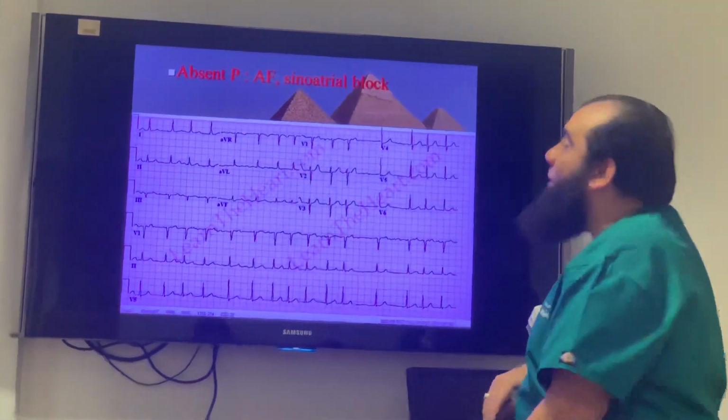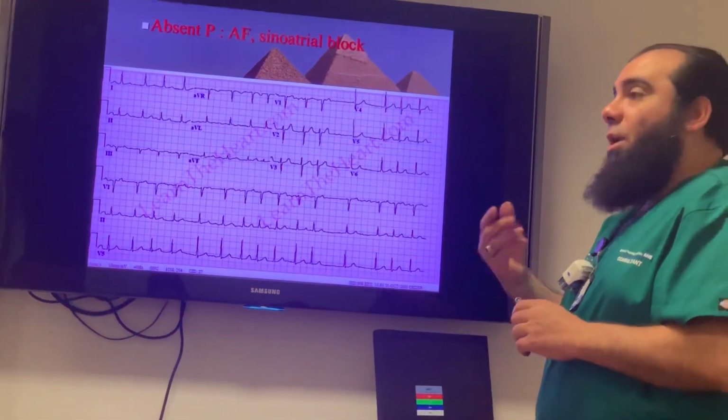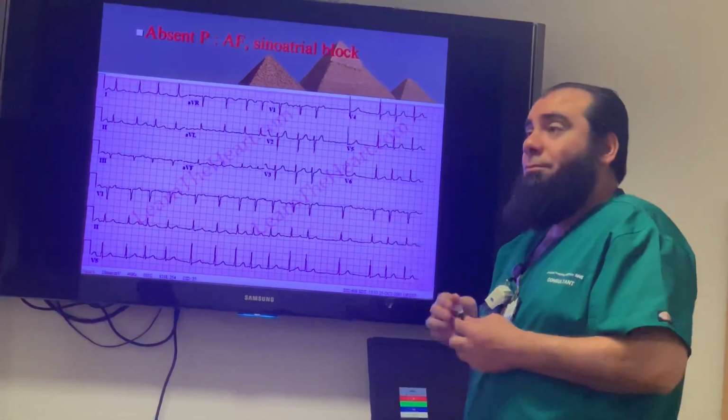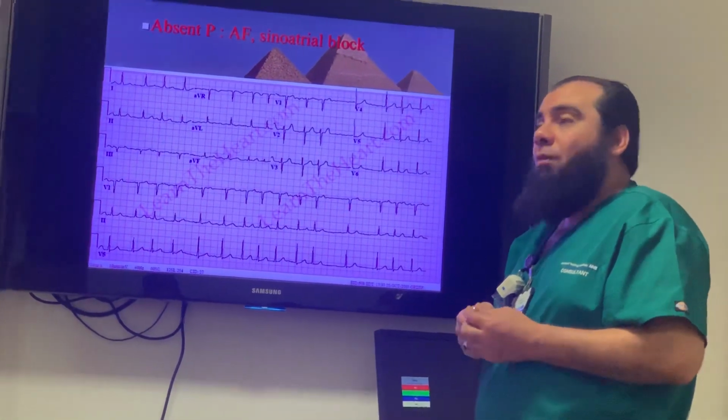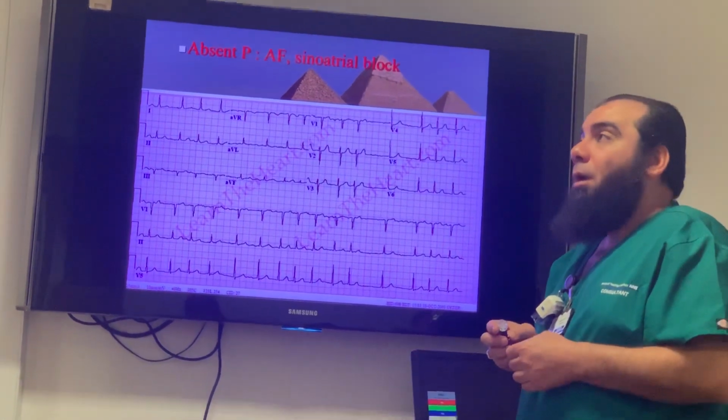Okay. Absent P wave can be? ECG has no P wave. Can you give an example? Ventricular fibrillation. AF? Yeah, absent P wave, right? What else? In paced rhythms, ventricular paced rhythms. Makes sense?